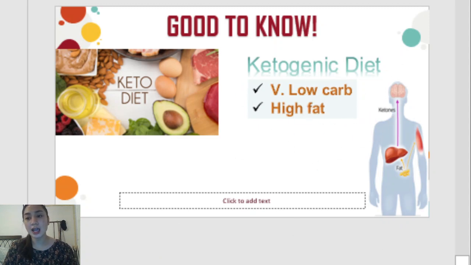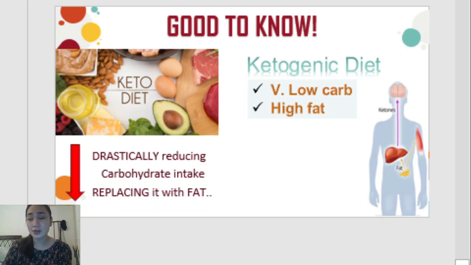So, dito, ang nangyayari, yung diet mo is composed of 90% fat and then the rest is carbohydrate or protein. So, imagine, let's just say 5% carbohydrate, 5% protein. Yun talaga ang ketogenic diet. So, kaya siya effective with weight loss. However, yun nga, hindi talaga siya recommended for a long term. You're drastically reducing carbohydrate intake.